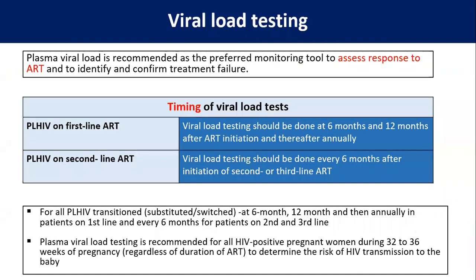Now, viral load testing, as we have said for first line, is at the first 6 months of ART, then 12 months, and thereafter annually. And for second line, it is every 6 months. For PLHIV who transition, that is, either substituted or switched, it is to be done at 6 months, 12 months, and then annually in case of first line, and every 6 months for patients on second line and third line. And for pregnant women, it has to be done at 32 to 36 weeks of pregnancy, regardless of the duration of ART.